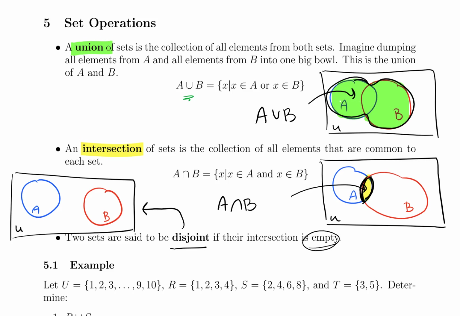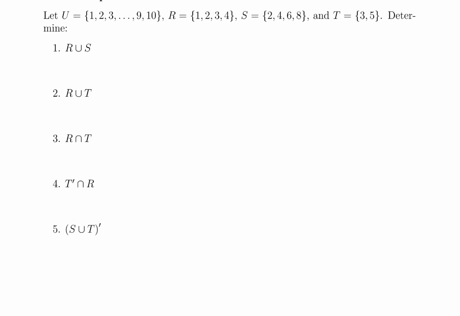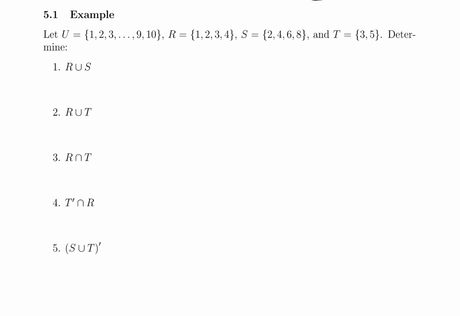Okay. So let's take a look at an example here. We have 3 different sets, and we want to look at some unions and intersections and see what we get. Our universal set, this is defining the universe that our sets are part of. So we have the integers 1 to 10, and then R, S, and T are different subsets of the universal set.